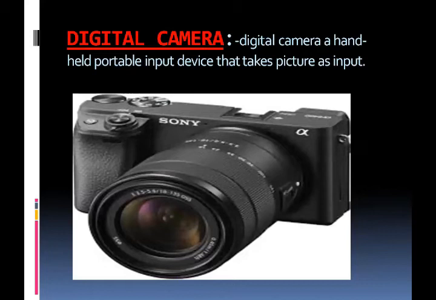Digital camera is another handheld portable input device that takes pictures as input. Normal cameras capture pictures on a special coated film, while digital cameras capture images electronically without the need of film. The camera stores the snapshot in its memory, then the user can copy them into the computer. These images can be edited, printed, or copied in a document, etc.